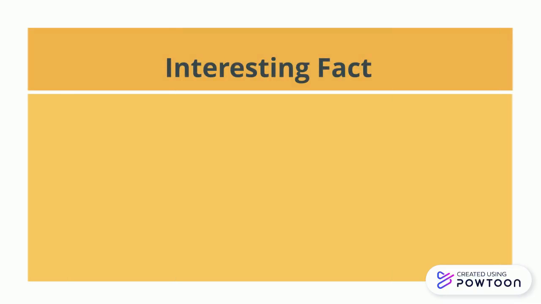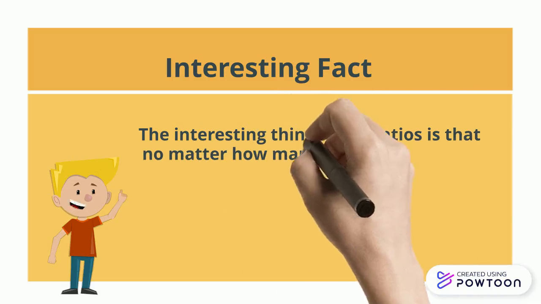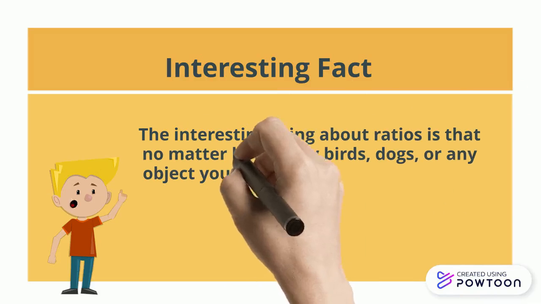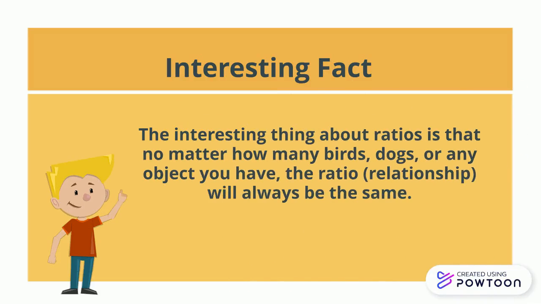Here's an interesting fact. The interesting thing about ratios is that no matter how many birds, dogs, or any object you have, the ratio or relationship will always be the same. Let's take a look at this on the next few slides.